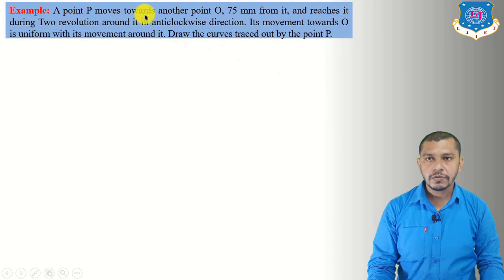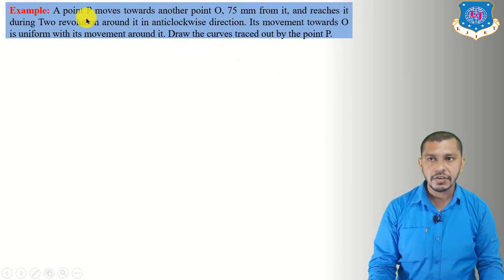A point P moves towards another point O, 75 mm from it, and reaches it during 2 revolutions. Now we have changed this data. In place of 1 revolution, we have taken 2 revolutions around it in the anti-clockwise direction. Its movement towards O is uniform with its movement around it. Draw the curve traced out by the point P.